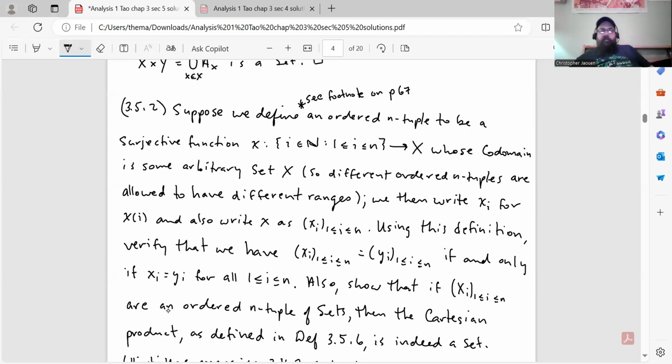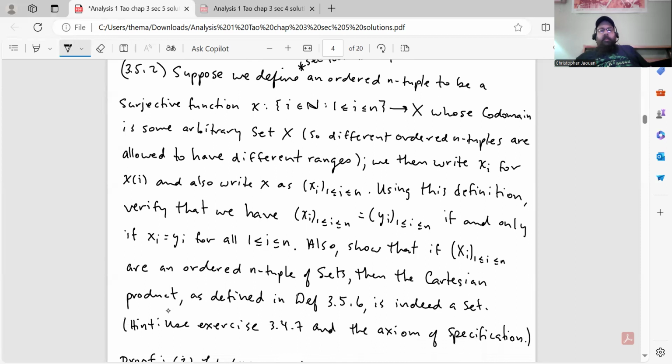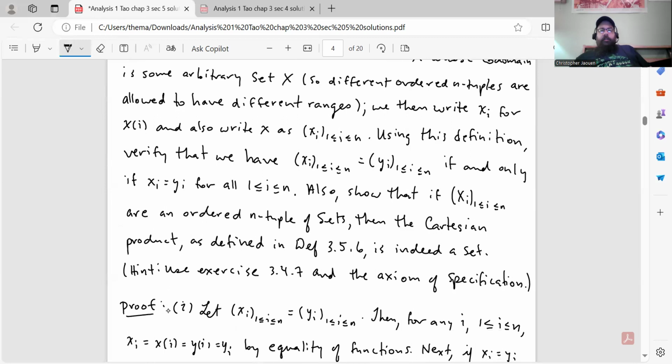the two finite sequences are equal if and only if x_i equals y_i for all i between 1 and n. Also show that if the x_i are sets, and the sequence of x_i is an ordered n-tuple of sets, then the Cartesian product as defined in definition 3.5.6 is indeed a set. He also gives a hint here. He says use exercise 3.4.7 and the axiom of specification.